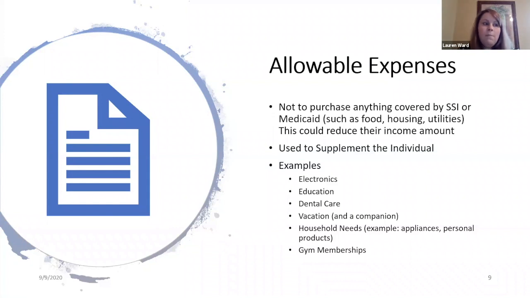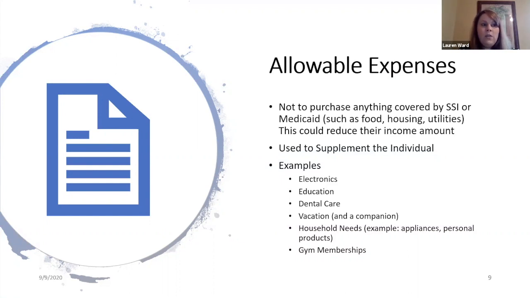It can pay for a person's medical expenses. It can pay for a vacation, and you can even pay for a companion to go with the individual to have somebody to help them with their trip. It can pay for household needs like appliances and personal products like soap and those type of things. It can pay for gym memberships. The list is very long on what it can pay for, but it is important to always know what you can pay for and what you can't.